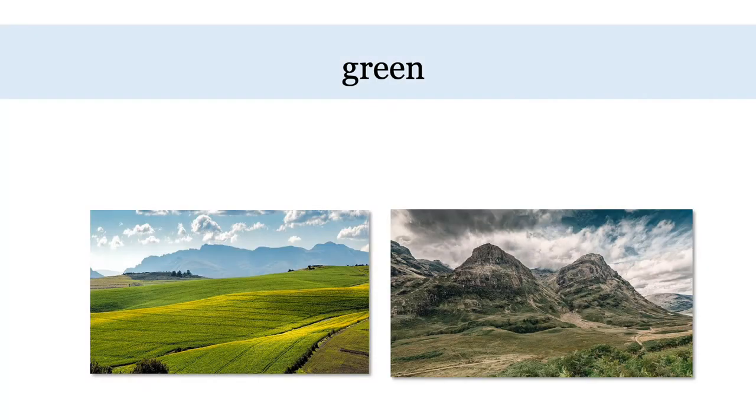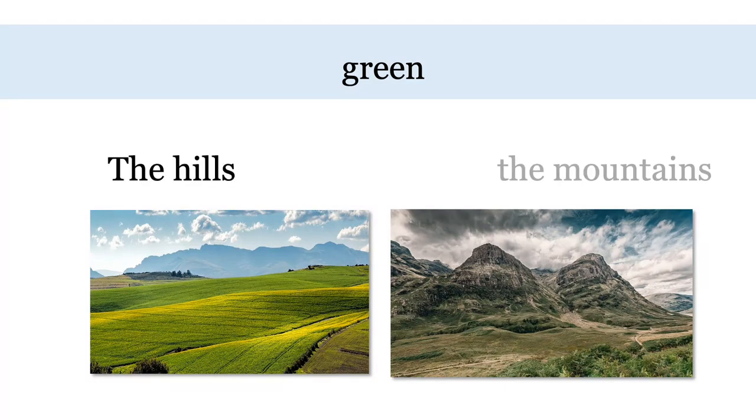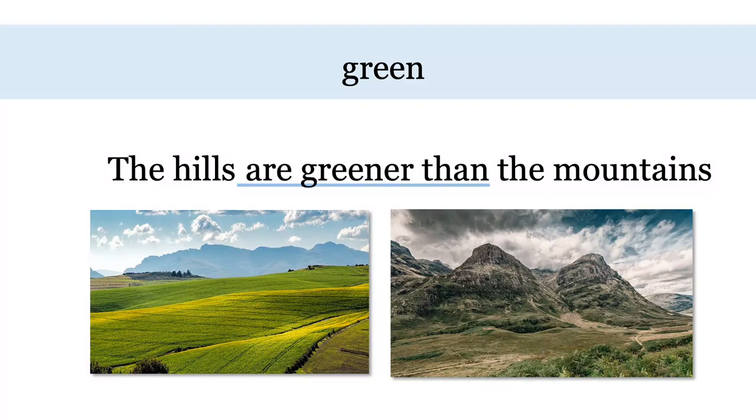Okay, you try. The adjective is green. We have the hills and the mountains. What goes in between to make the comparison? Remember, you need a verb, the adjective green with an ER, and the word than. The hills are greener than the mountains.